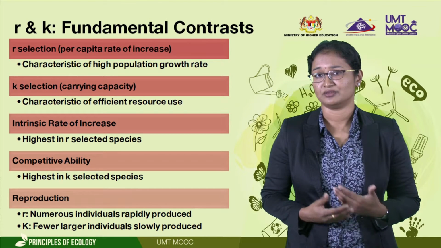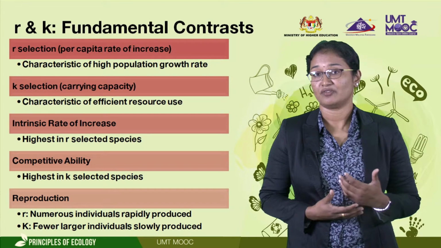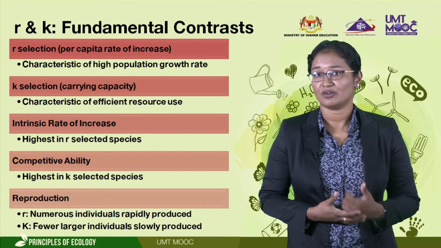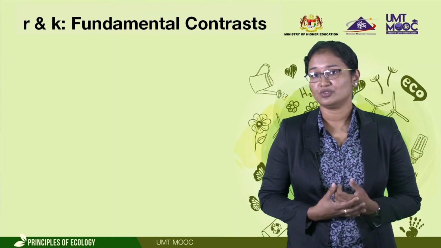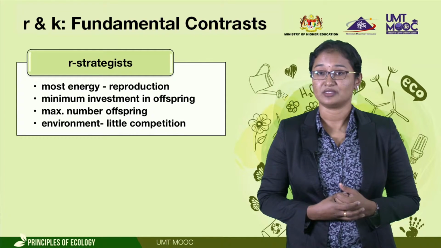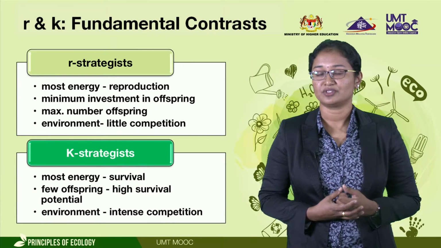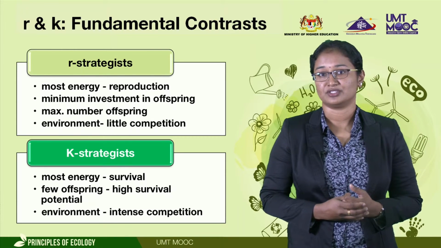R selection is characteristic of high population growth rate. K selection is characteristic of efficient resource use. R strategists use most energy for reproduction and maximum investment in offspring. K strategists use most energy for survival, and they have few offspring with high survival potential.